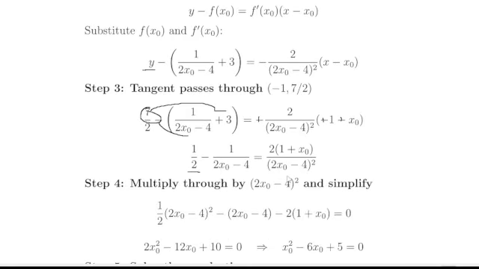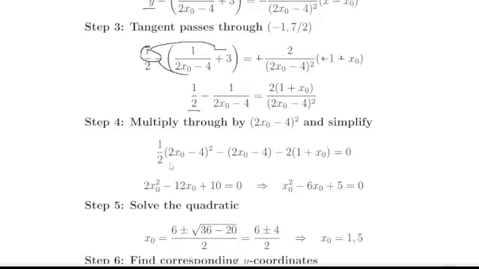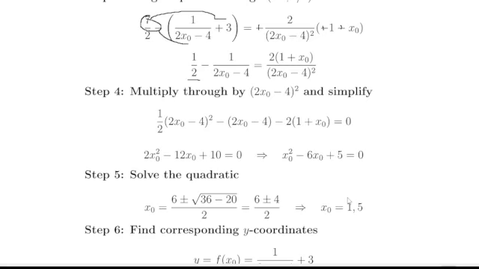Now we can multiply both sides by (2x0 minus 4) quantity squared to get 1/2 times (2x0 minus 4) squared minus (2x0 minus 4) minus 2 times (1 plus x0) equals 0. Then we can expand the (2x0 minus 4) squared, multiply by 1/2, combine like terms, and get 2x0 squared minus 12x0 plus 10 equals 0. Divide both sides by 2 to get x0 squared minus 6x0 plus 5 equals 0.